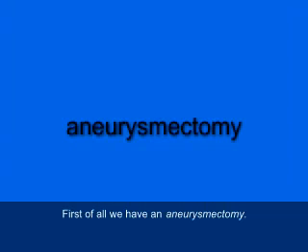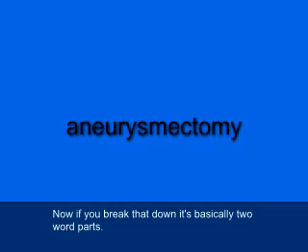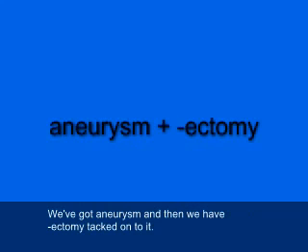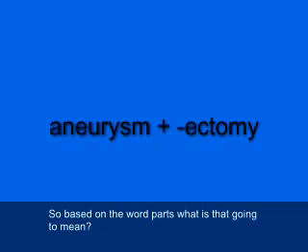Well, first of all, we have an aneurysmectomy, A-N-E-U-R-Y-S-M-E-C-T-O-M-Y. Now, if you break that down, it's basically two word parts. We've got aneurysm, A-N-E-U-R-Y-S-M, and then we have ectomy tacked onto it, E-C-T-O-M-Y. So based on the word parts, what's that going to mean?